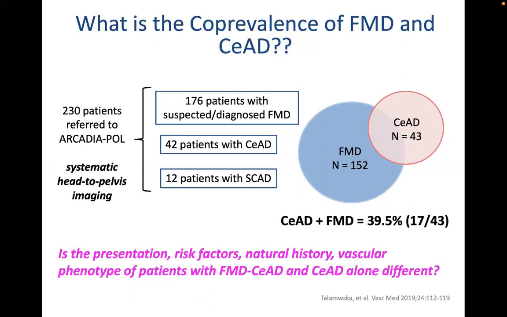Now, this was a really small study. I don't think it's generalizable across the board, but it does suggest that when you pan image patients, perhaps the overlap is higher than we've originally suspected. Now, one thing we don't know is whether or not the presentation, risk factors, natural history, or vascular phenotype of patients with FMD and cervical artery dissection differs from patients with cervical artery dissection alone. In today's world, we treat these patients one and the same, and general guidelines apply.